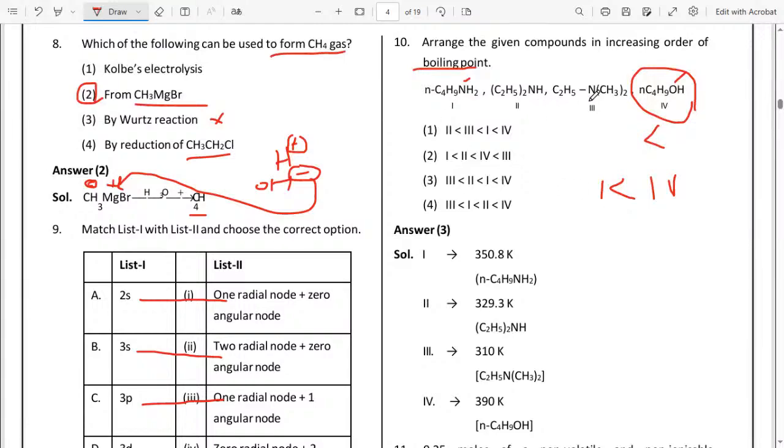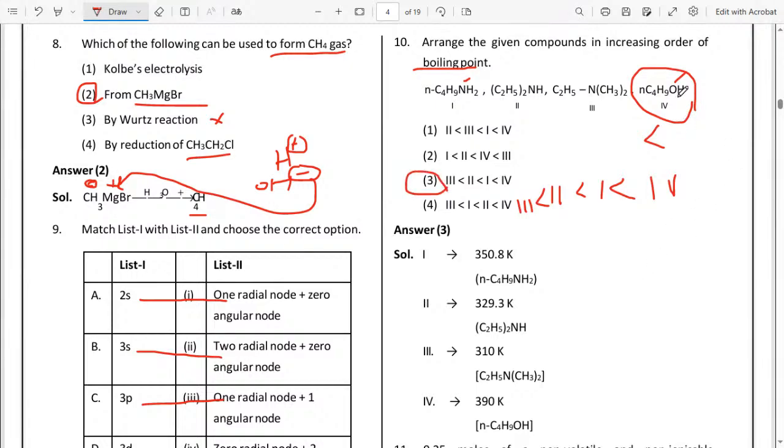Then among these isomeric amines, diethylamine and ethyl dimethylamine, right? Diethylamine will have a greater boiling point compared to the dimethyl one. So here it is 3. So option 3 is going to be the correct one, students.